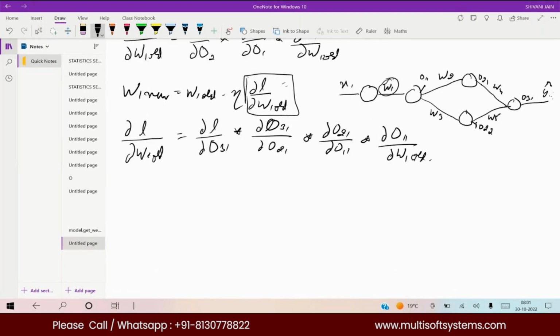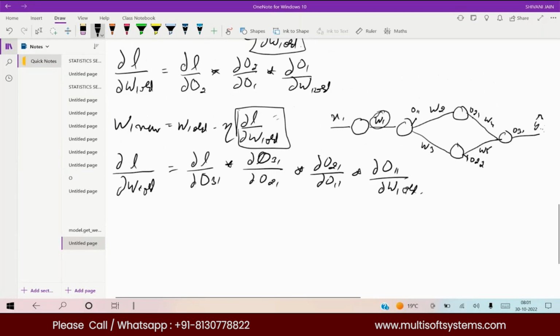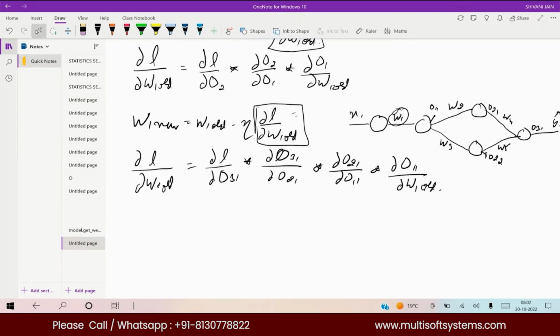W1 old. Now you must be wondering why we have not considered W4, why we have not considered W2. So don't worry about it, we can consider that also. So it will be derivative of O31 divided by derivative of W4, derivative of W4 divided by derivative of O21. You can write it that way also. Basically, this is dependent on this, this is dependent on this, this is dependent on this. This is the chain rule.